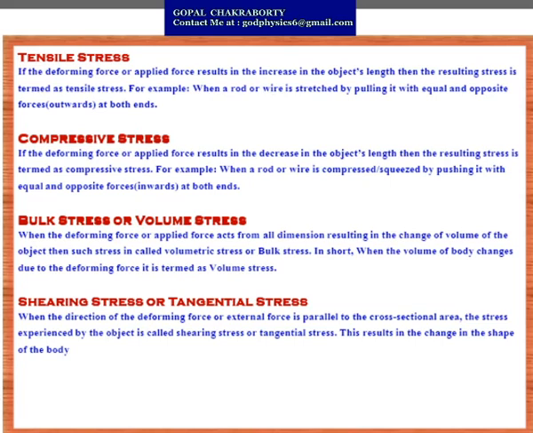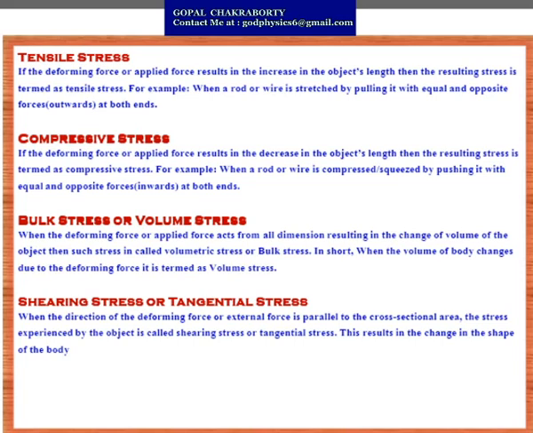And compressive stress: if the deforming or applied force results in a decrease in the object's length, then the resulting stress is termed compressive stress. For example, when a rod or wire is compressed, or squeezed, by pushing it with equal and opposite forces at both ends.